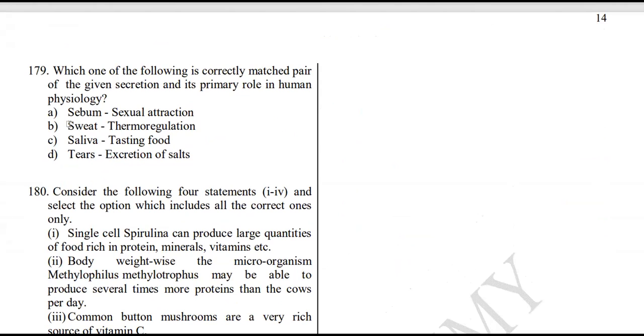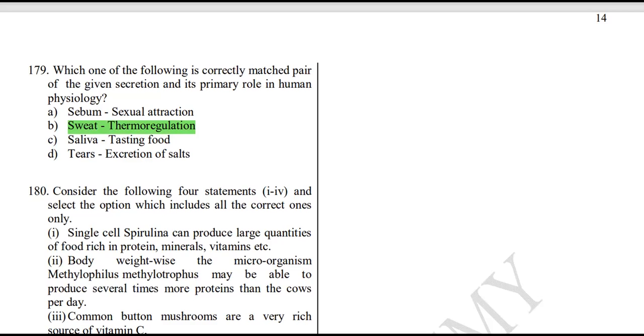Sweat is of course for thermoregulation. So this is a correct statement. They asked only for the correct statement. Saliva is not for tasting. The tongue is mainly responsible for tasting, and saliva maintains oral health. It gives protection for the hard tissues and soft tissues. Tears remove dirt and dust and protect your eye from dehydration. So all the rest of the options are wrong except option B.